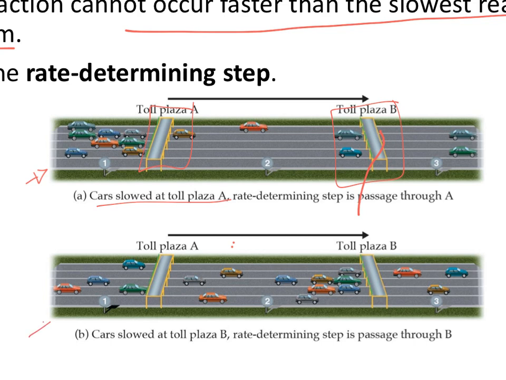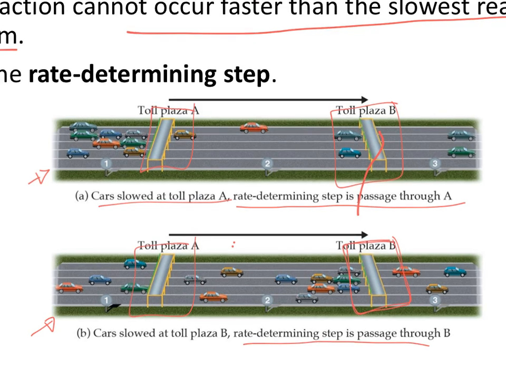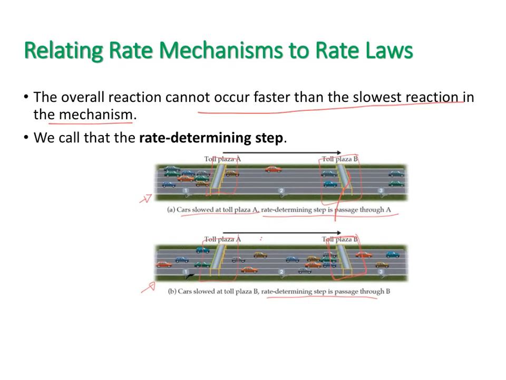In the second situation, we have cars going pretty fast through A, and then B is what's slowing the traffic. So both of these, their overall rates are affected by their slowest rates. So here in situation A, or the first situation, the rate determining step is through passage A. That's the one that's taking long overall. It's affecting how fast you get home or whatever it is. For the second situation, your rate determining step is through passage B. So this is the one that's overall affecting how fast you get to where you need to.